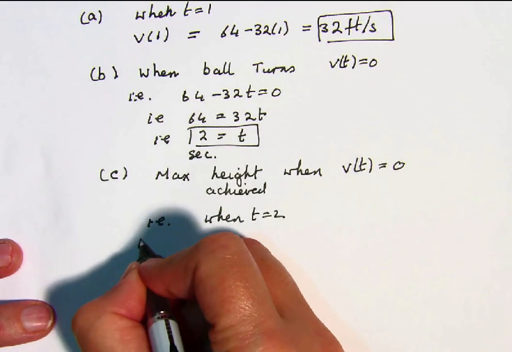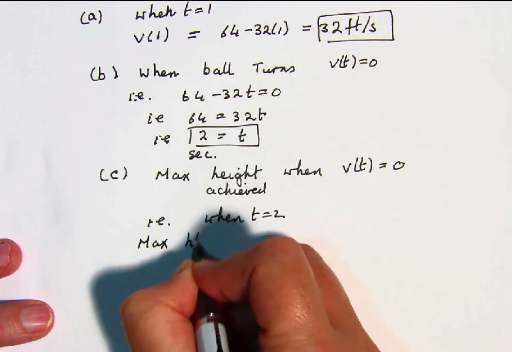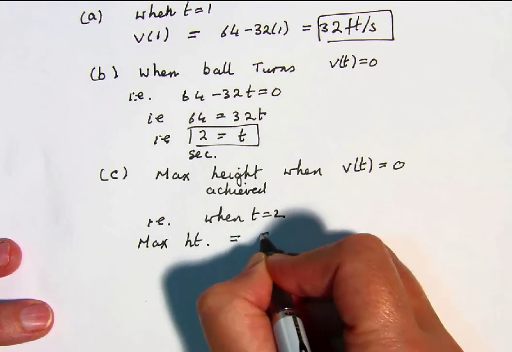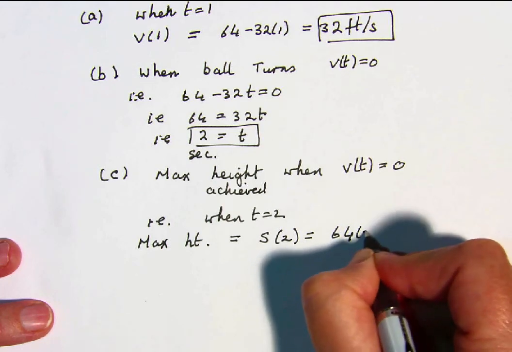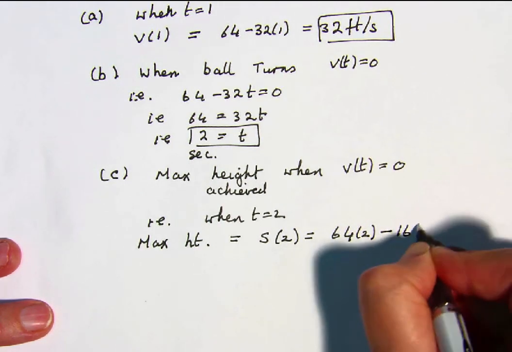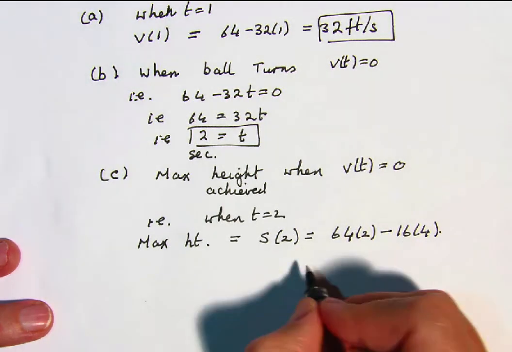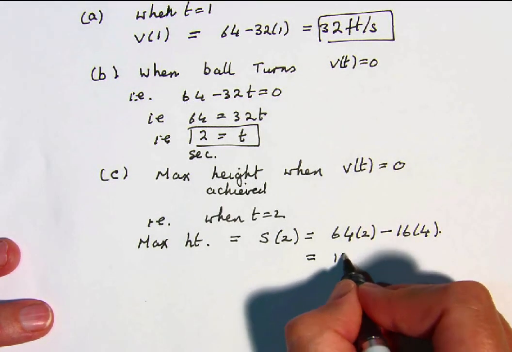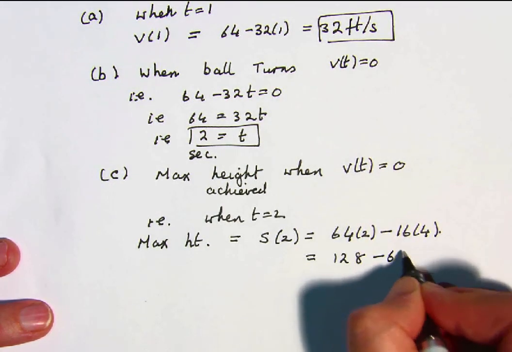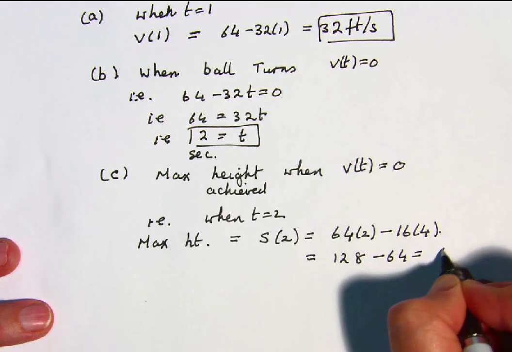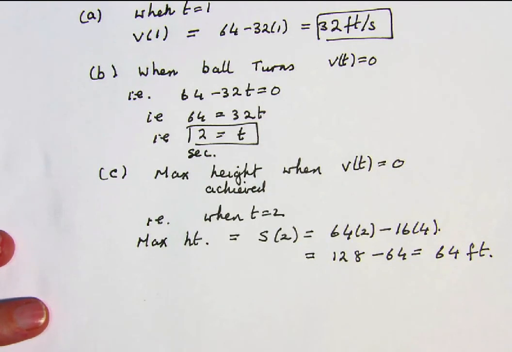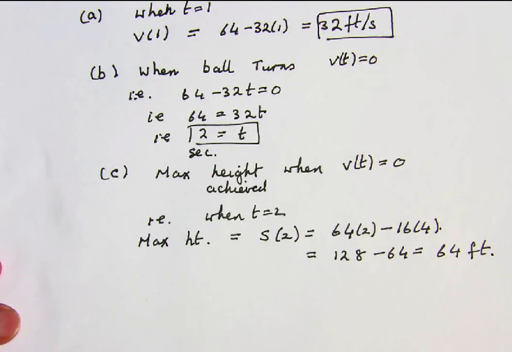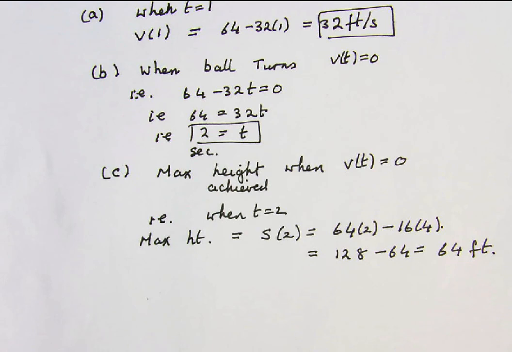and the maximum height then is equal to s of 2, which is 128 minus 64, which is just 64, and remember the unit of measurement there is feet. So we didn't need the acceleration in this problem, but it's useful to know how it relates to the position function.